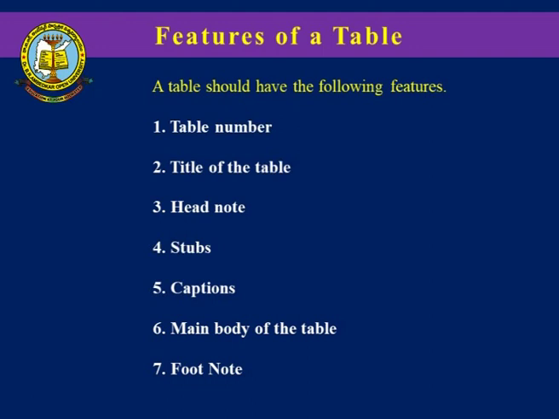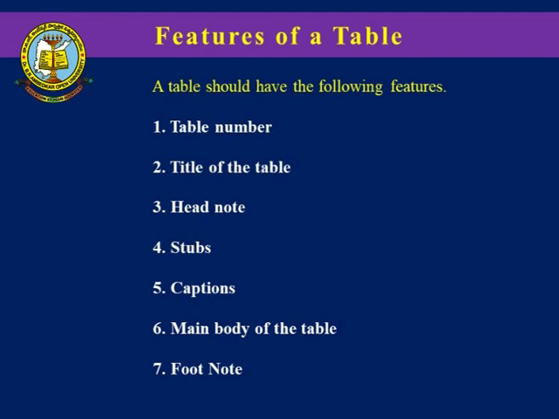Now, one more important content I would like to discuss here is the features of a table. A table should have the following features: table number, title of the table, endnote, stubs, captions, main body of the table, footnote. These are the seven foremost important features. If they maintain these features, the table will give a lot of clear information.